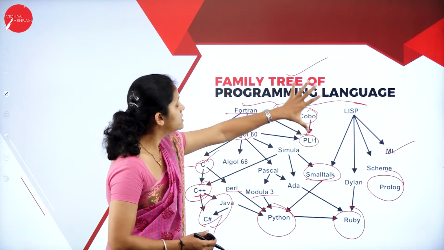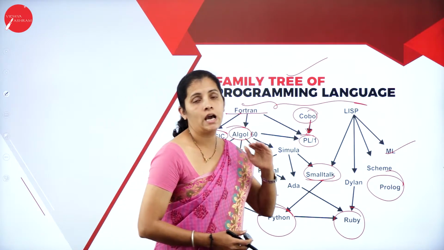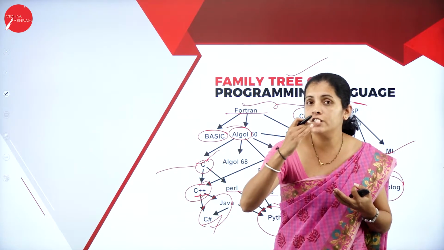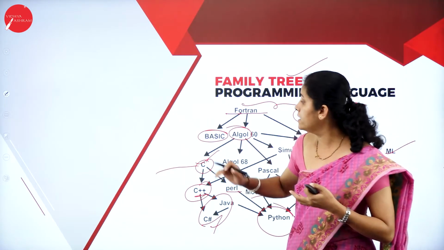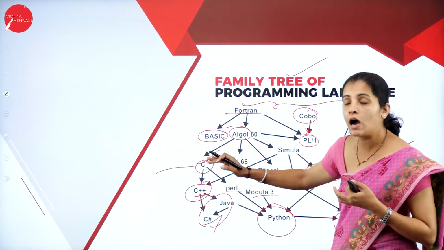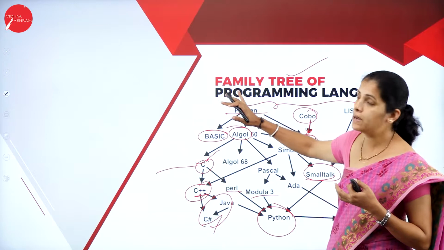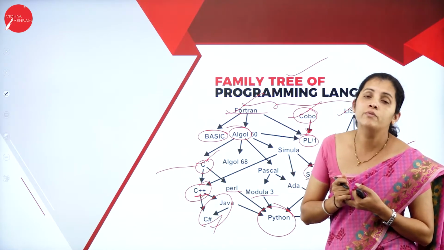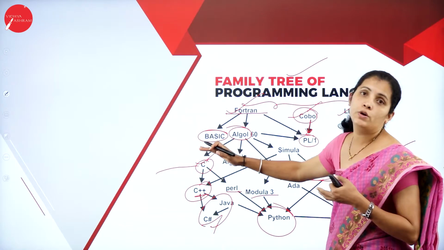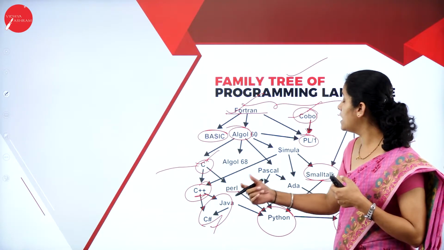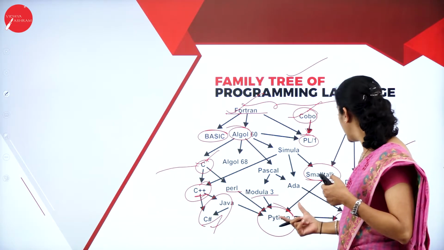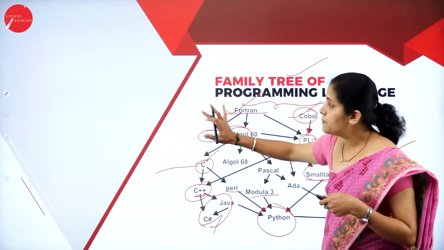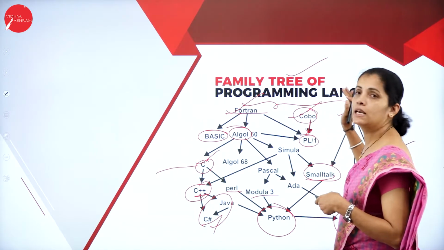list processing. So this complete diagram gives the hierarchy or tree structure of programming languages. That means which programming language is the origin, and which other programming languages are derived from the origin. So Fortran, COBOL and Lisp are the origin of programming languages. From these, we are going to have other programming languages like C, C++, C#, Python, Ruby, Prolog, Pascal, etc. So this complete diagram gives the family tree of programming languages.